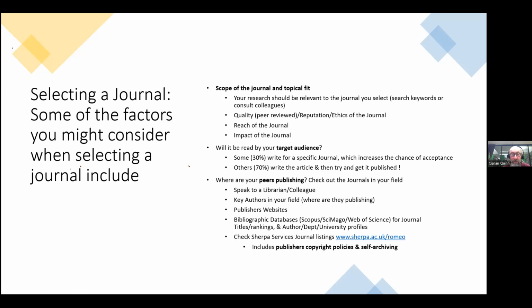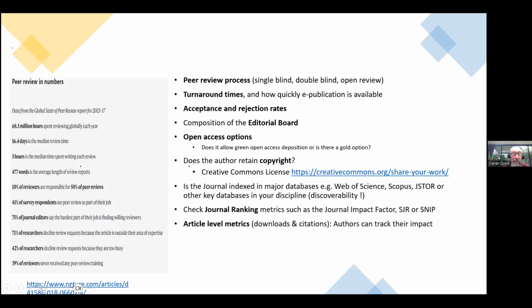Check out publishers' websites. Then bibliographic databases like Scopus, SCImago, Web of Science. And in there, you can check out journal titles, rankings, and you can also research authors, departments, university profiles. So if you knew there's a certain university who are top in a certain field, you can go in and look at them and just do a quick search in there and see what they're up to and what their strategy is. And you can also check Sherpa Romeo journal listings, and that will include publishers' copyright policies and self-archiving policies as well. So well worth your while doing that. Just a bit more on that as well.